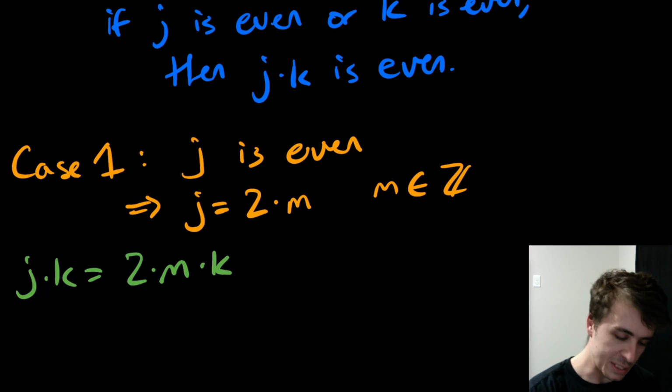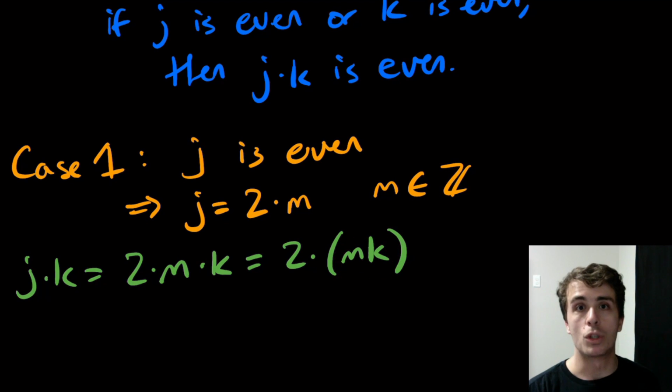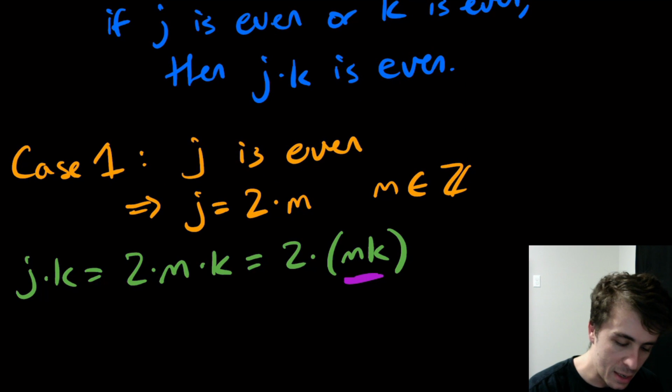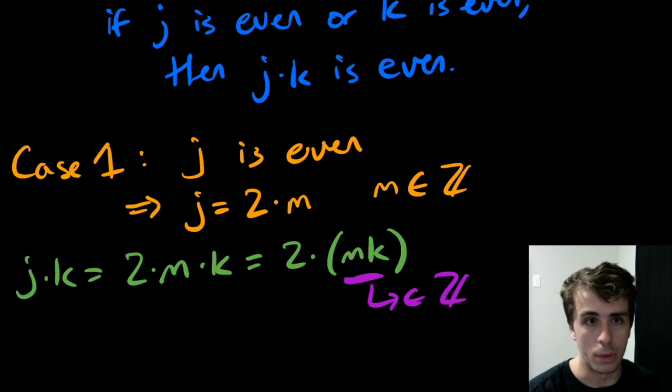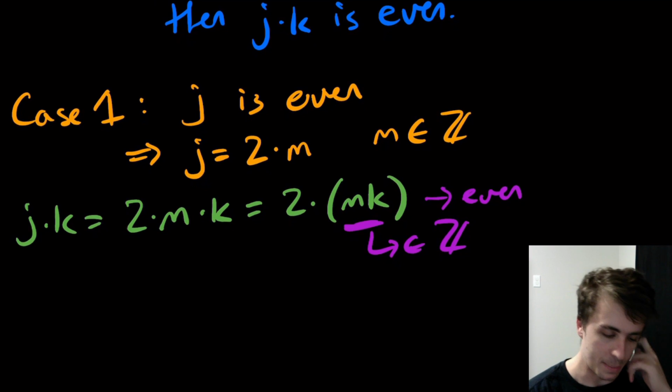And what we notice is that we can wrap parentheses around the m times k because multiplication is associative. So I can move the parentheses however I like, although it doesn't really matter here. We know that this is an integer because it's the product of two integers. And so 2 times some integer is even, and therefore this whole thing is even. And that's not hard to see.